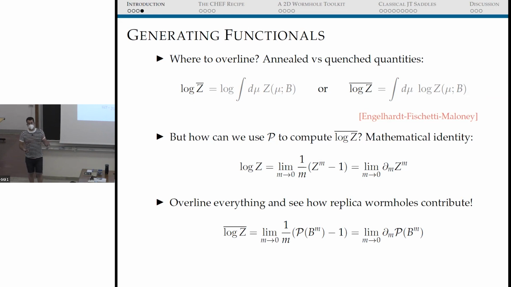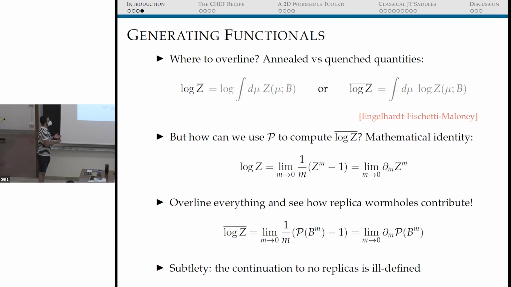over b to some power. So we have m boundaries. We're continuing that to m equals 0. And we saw that this object does contain connected topologies. So this is the way in which we are including the contribution of connected topologies into the generating function. This story could end here, but of course it doesn't because there's a subtlety, which is that continuing this m to 0 is not well defined in principle.